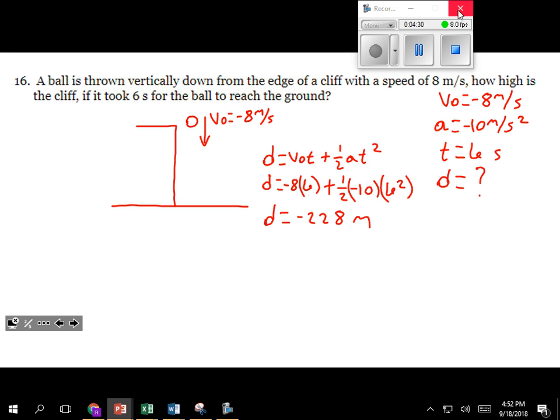And the negative here doesn't really mean much in terms of a physical quantity, so you can take it out if you wanted to. So the distance, the height of that is 228 meters.